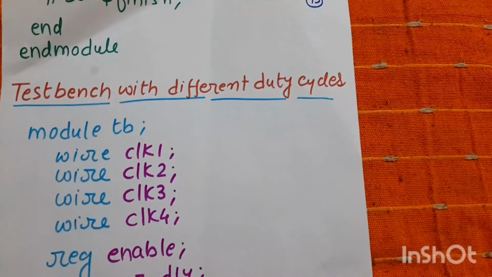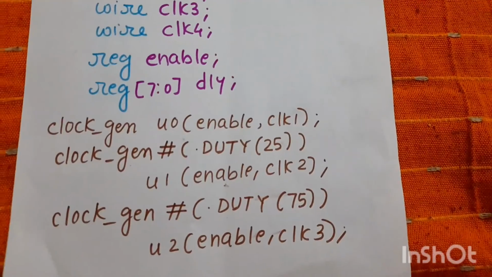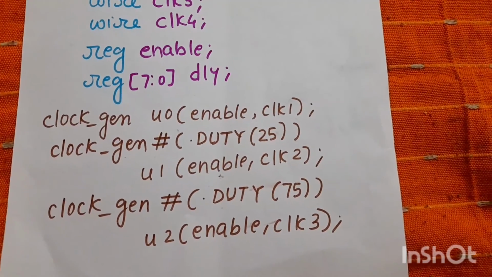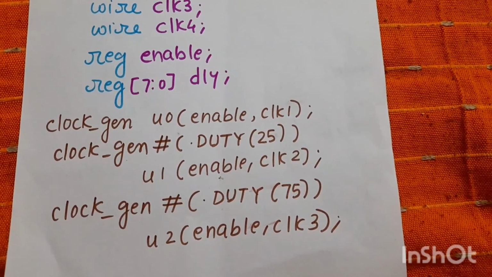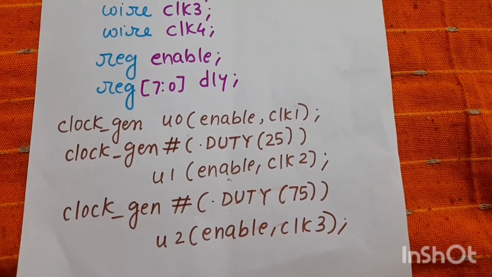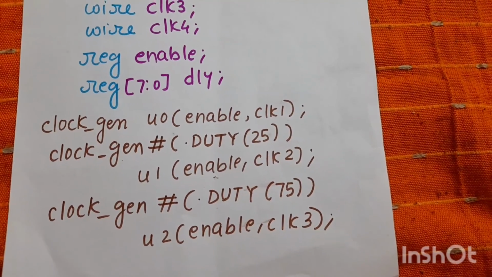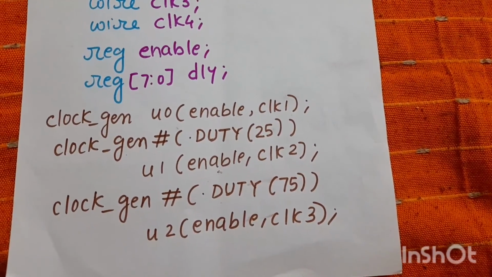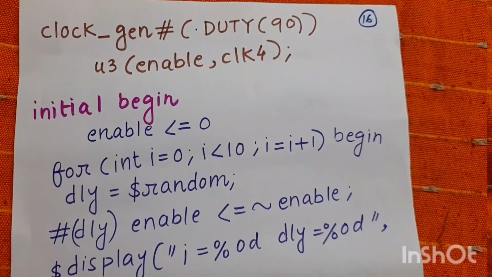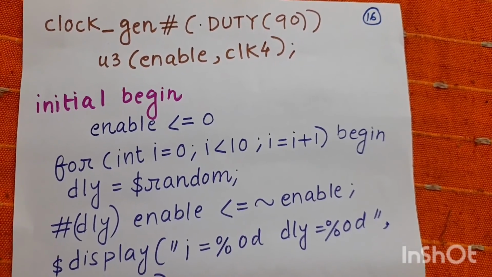Similarly, the test bench with different duty cycles is the same test bench as earlier, except that here we are changing the duty parameter. You see, first clock gen instance U0, enable input, clock 1 output. Then clock gen instance name U1, where I am changing duty to 25, enable and clock 2. The last clock gen instances: U2, duty has been set to 75, enable and clock 3. Again clock gen instance U3, and the duty has been put as 90, duty cycle 90.